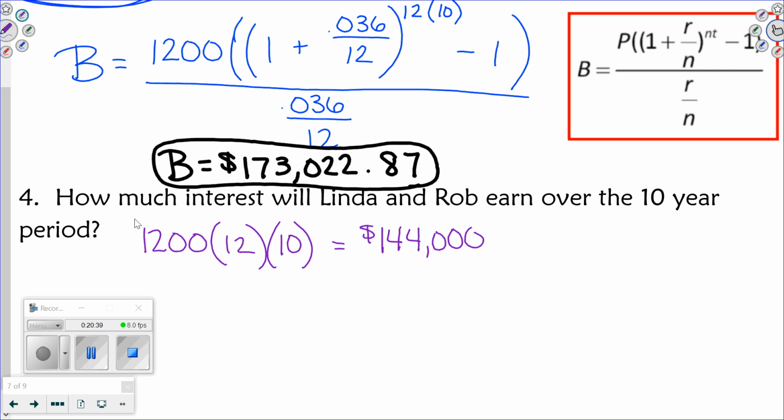So they put in $144,000 all on their own. So this is what they deposited.